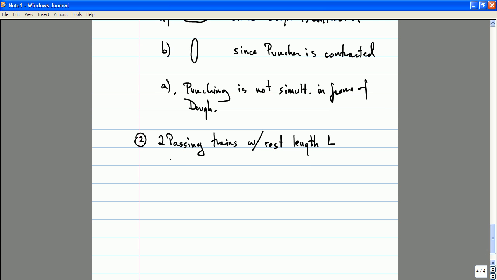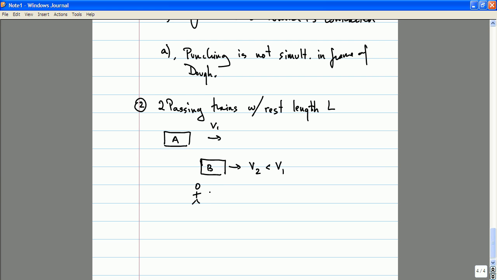So here's train A. It's moving with some velocity v1 from my point of view, so here's me, an accurate artistic representation, at rest with respect to the ground. And then there's a second train, B, moving at some velocity v2 that is less than v1 from my point of view on the ground. Okay, let's call me C. I'm here on the ground.